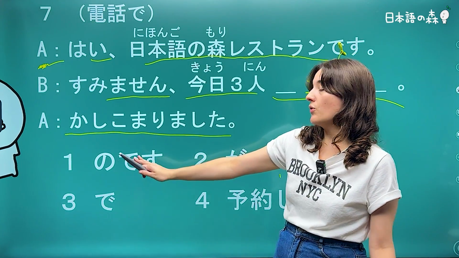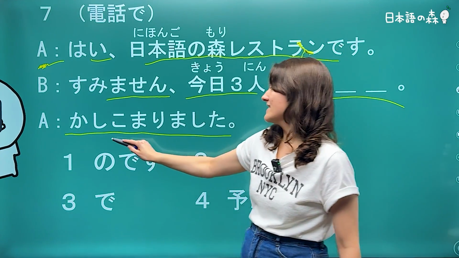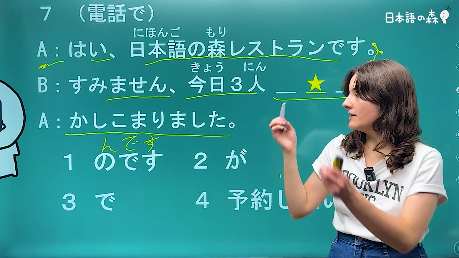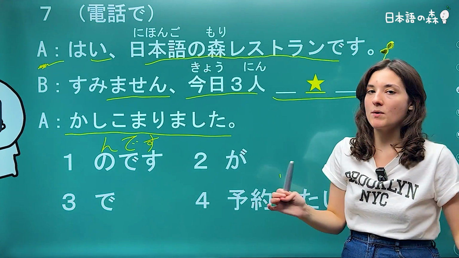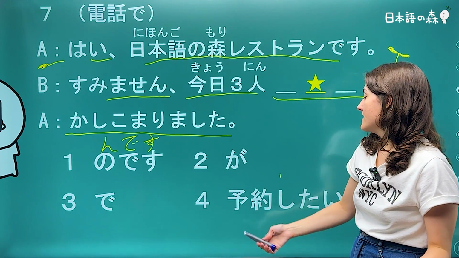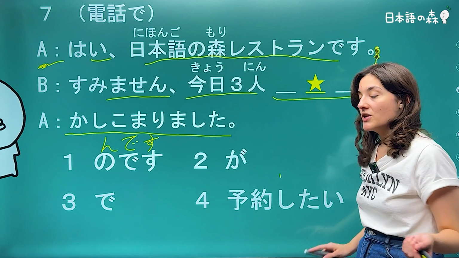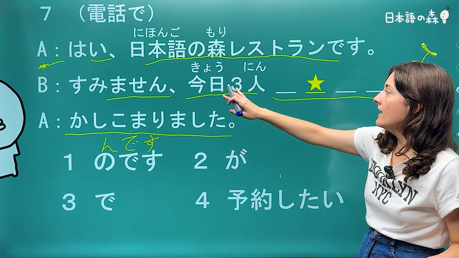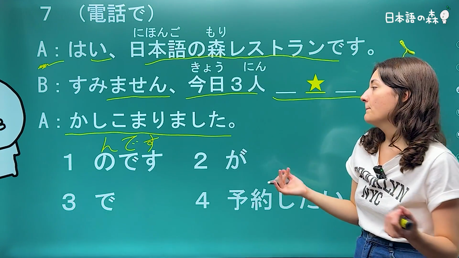So here we have no desu. This is the same thing as desu. It's sort of like a softener you can put in, to make a request more polite. Then we have ga, de, and yoyaku shitai, which is to make a reservation. So here we're saying that today, a reservation for 3 people, right?